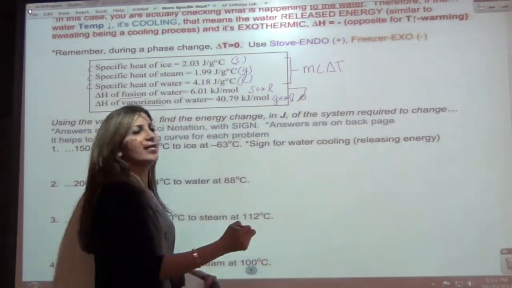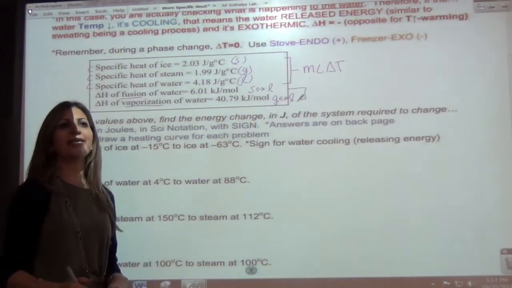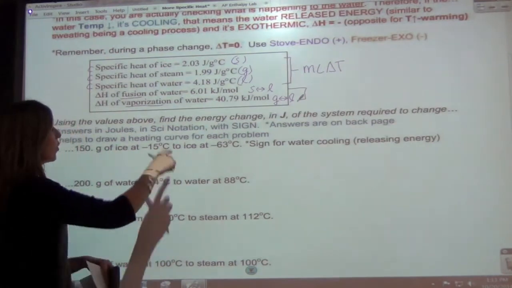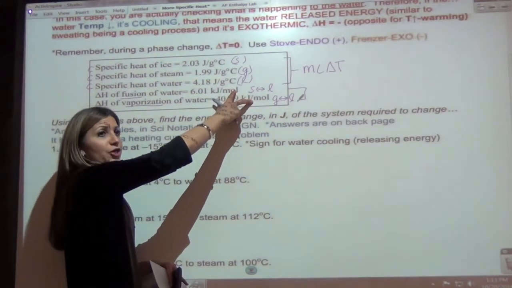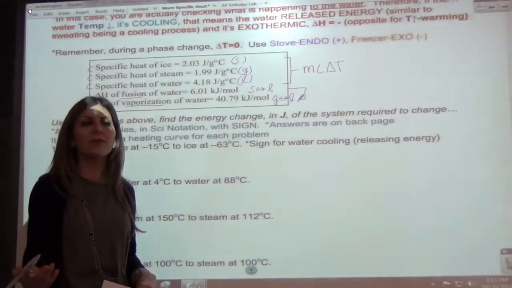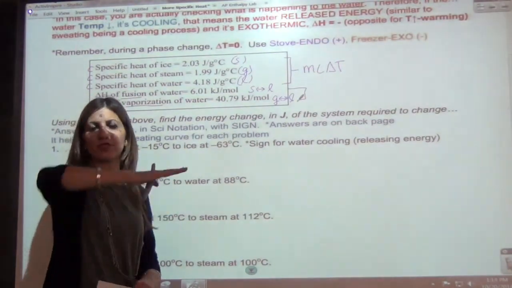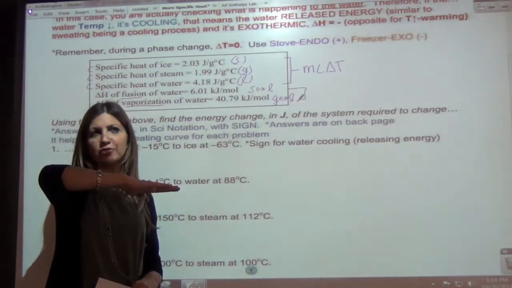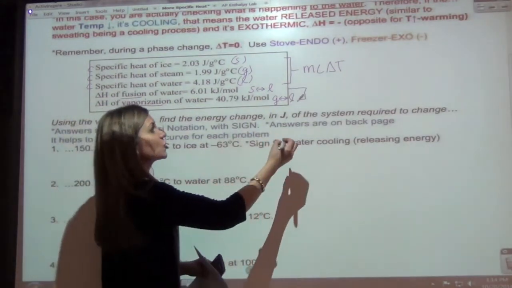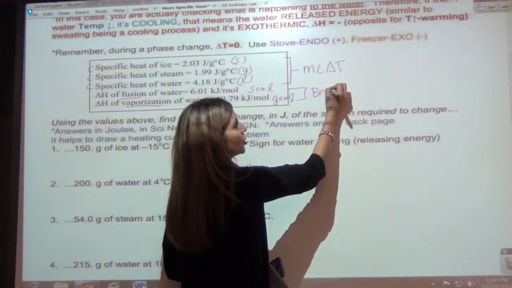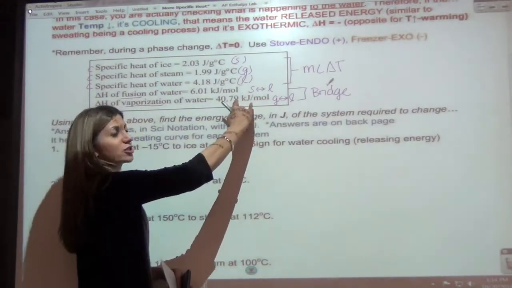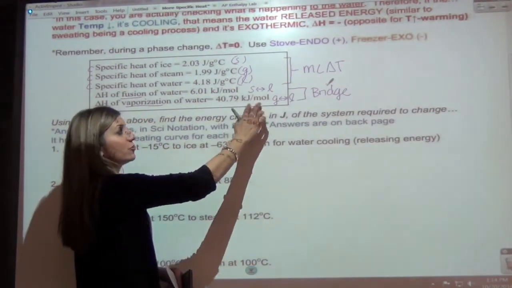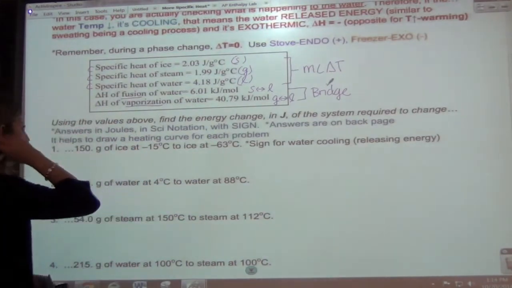These two, I would not use MCAT. Why can't you use MCAT? What are you missing in these units? Delta T. There's no change in temperature. But that's good, right? Because there shouldn't be a change in temperature, because if it's a phase change, your temperature is not changing. Okay? So this, I would use a bridge. You can just convert, and you've got your kilojoules and your moles, and you can just convert your grams to moles, and then use this value. So I'll show you what I'm talking about.